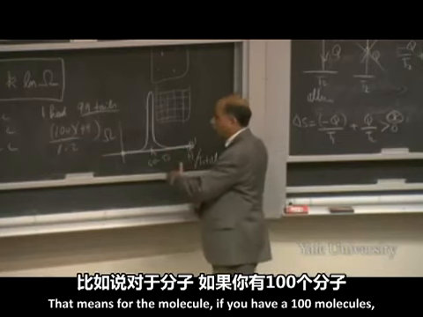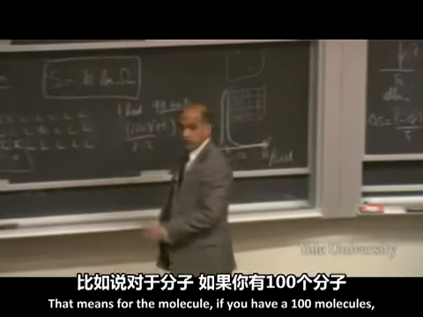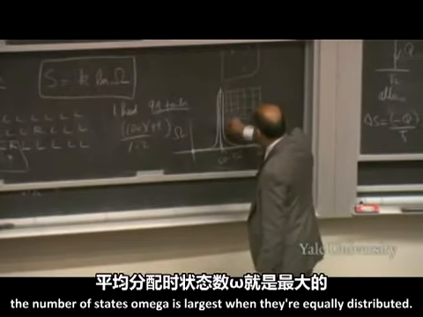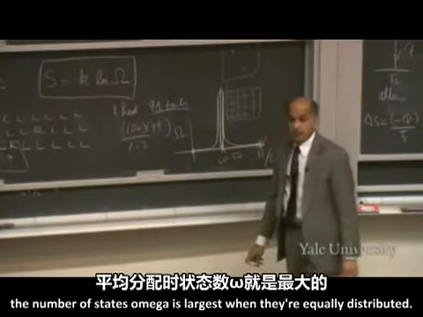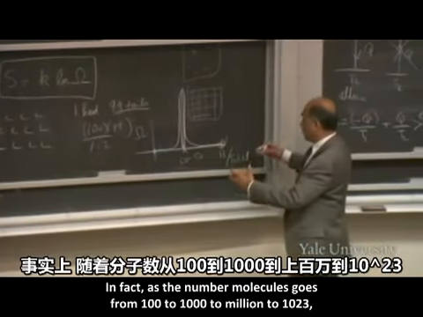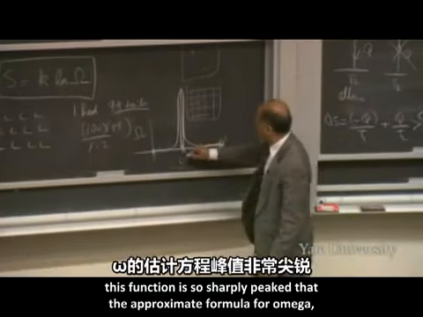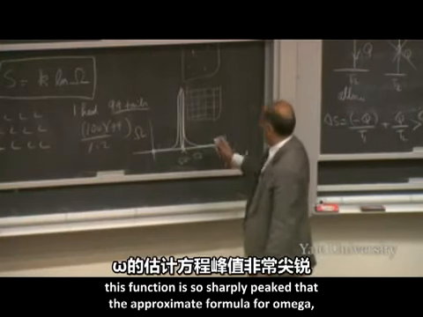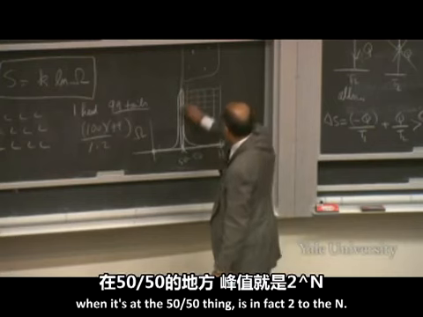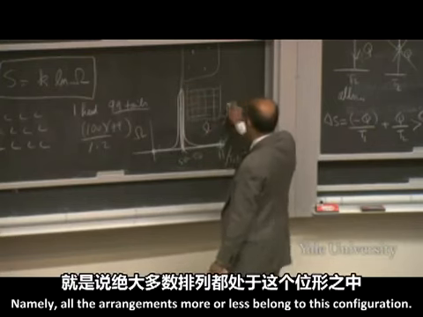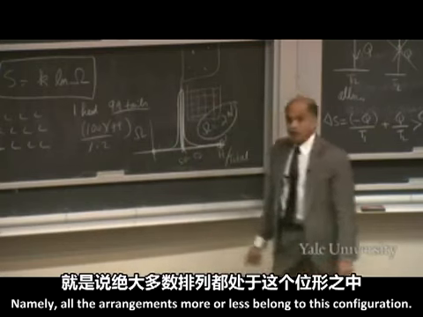That means for the molecule, if you have 100 molecules, the number of states omega is largest when they're equally distributed. In fact, as the number of molecules goes from 100 to 1,000 to 1,000,000 to 10 to the 23, this function is so sharply peaked that the approximate formula for omega, when it's at the 50-50 thing, is in fact 2 to the n. Namely, all the arrangements more or less belong to this configuration.